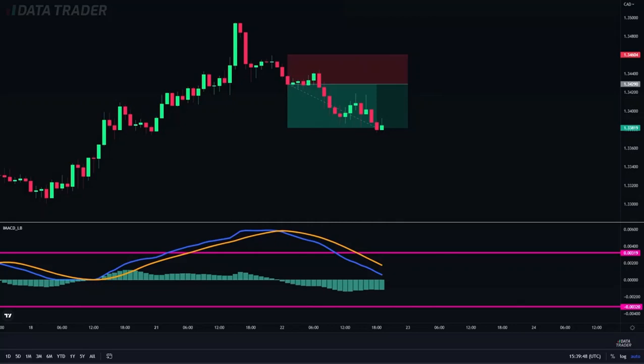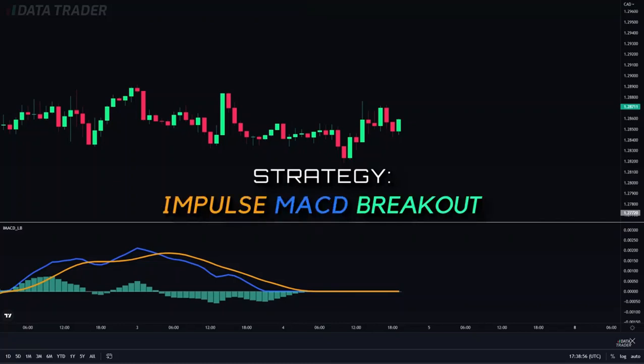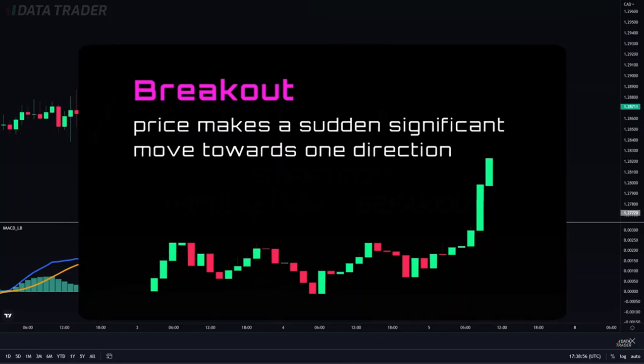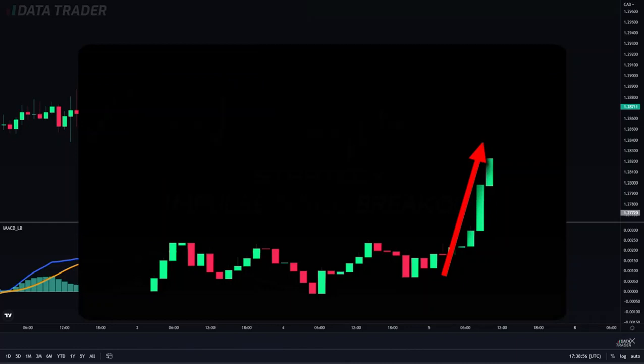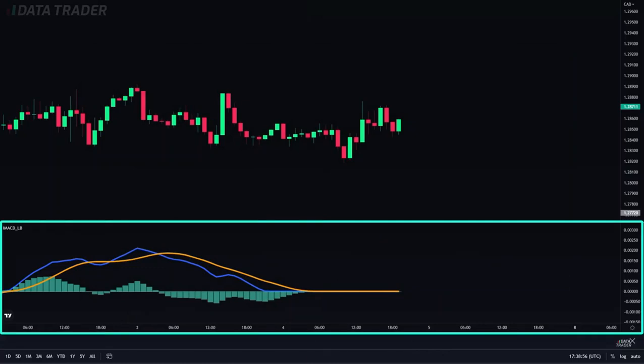Now moving on. Another advanced strategy that you can utilize with the impulse MACD indicator is by using it to hunt breakouts. So first, let's start with the definition. A breakout is when price makes a sudden and significant move towards one direction. And if you could take advantage of these significant moves, it could result in a massive profit with minimal risk. A common pattern that tends to happen is that breakouts tend to form after a long period of ranging or sideways market. And by using the impulse MACD's ability to identify these ranging markets, we can use it to our advantage and find breakouts before they happen.